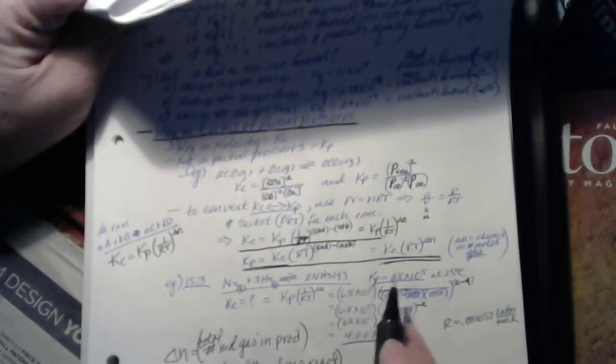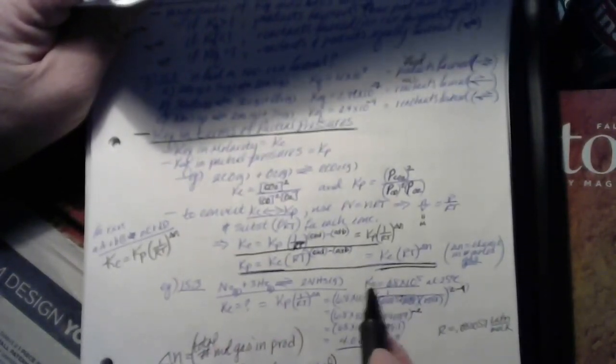And notice how the value of Kp and Kc are quite different from each other. But that's because you're using pressures for one and concentrations for the other. But this will always be Kc for this reaction at 25 degrees Celsius. And this will always be Kp for this reaction at 25 degrees Celsius. That's what doesn't change.